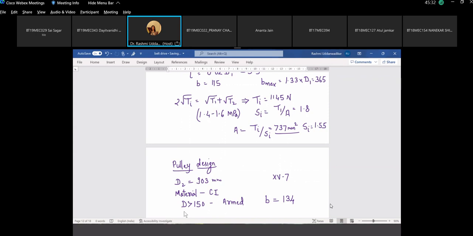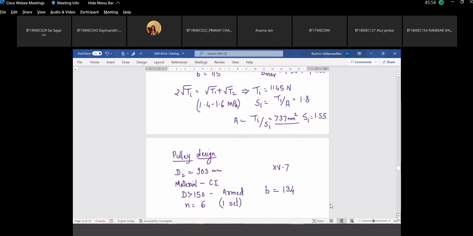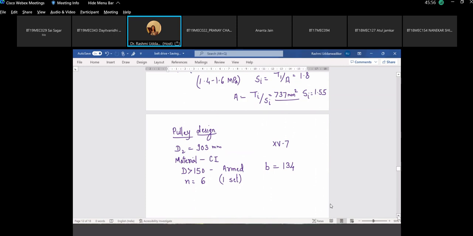So number of arms. How many number of arms? For the diameter in the range of 450 to 1500, and for the width up to 300, we are going with 6 number of arms, one set. Next step. What is the next step?